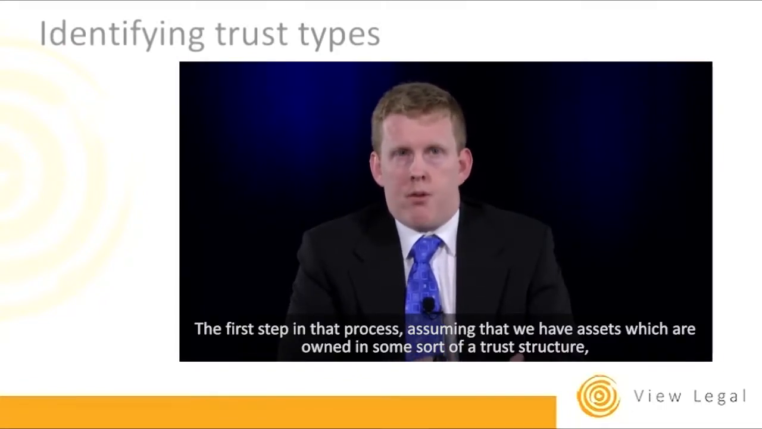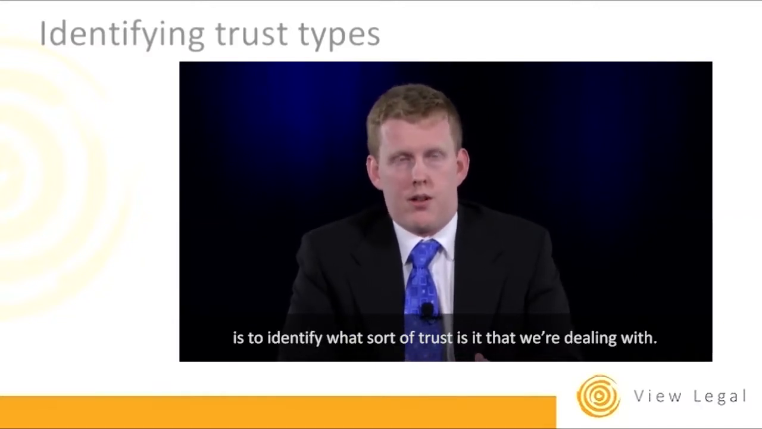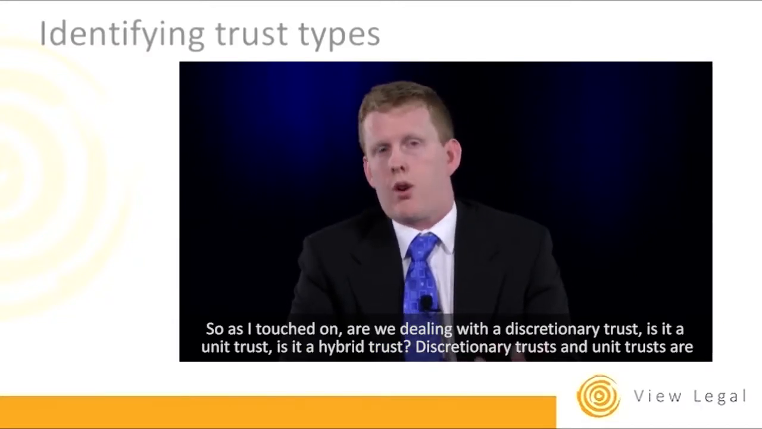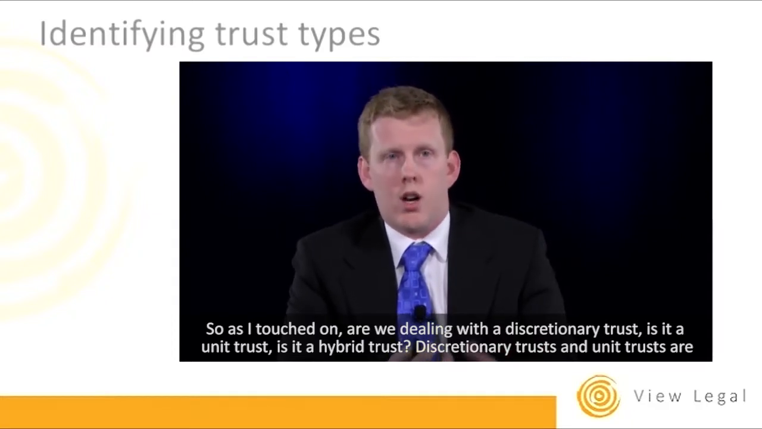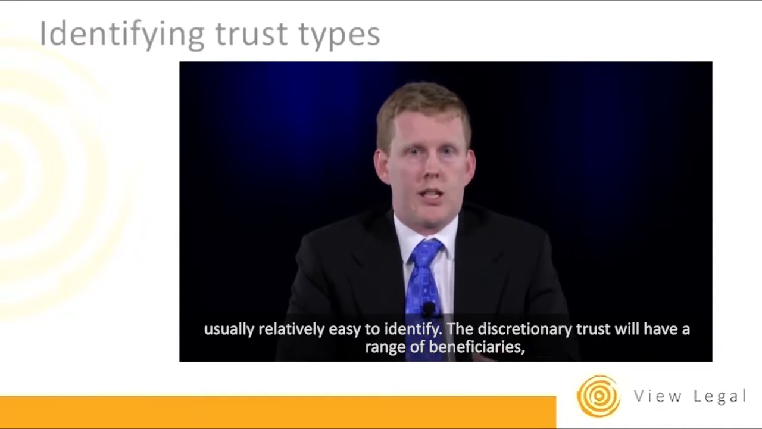The first step in that process, assuming that we have assets which are owned in some sort of a trust structure, is to identify what sort of trust it is that we're dealing with. So as I touched on, are we dealing with a discretionary trust? Is it a unit trust? Is it a hybrid trust? Discretionary trusts and unit trusts are usually relatively easy to identify.